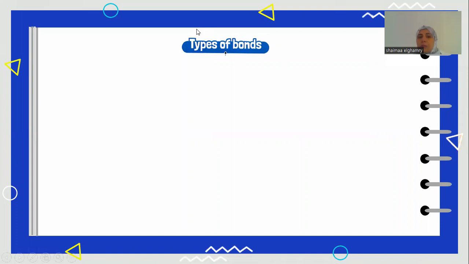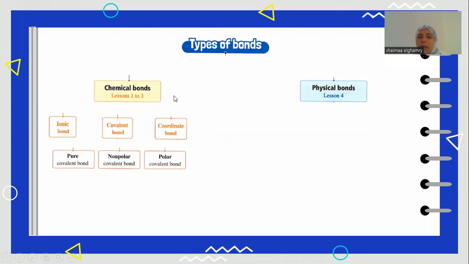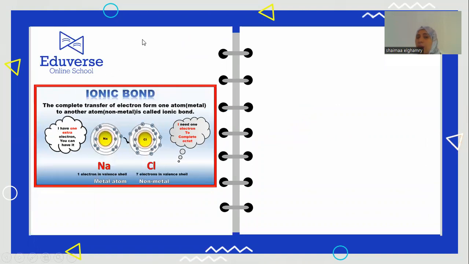What are the types of bonds? We have 2 types of bonds. We have chemical bonds and we have physical bonds. In the chemical bonds, we have 3 types. We have ionic bond, covalent bond, and coordinate bond. In the physical bond, we have 2 types, which are hydrogen bond and metallic bond. In covalent bond, we have 3 types, which are pure covalent bond, non-polar covalent bond, and polar covalent bond. Let's start with the ionic bond.